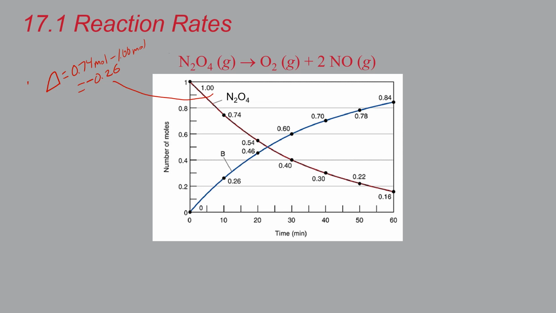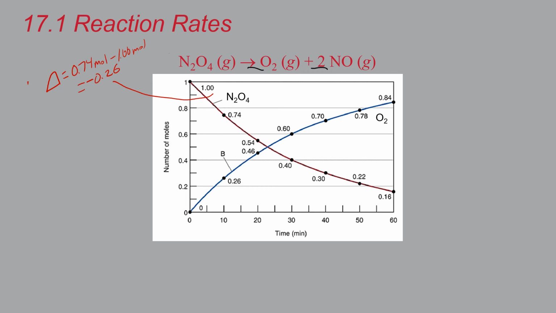So the answer is in the coefficients. They seem to be reacting in a 1-to-1 ratio. For every mole of N2O4 that we lose, we'll gain 1 mole of O2. And that is the clue that tells you that that second curve, B, is actually the amount of O2.